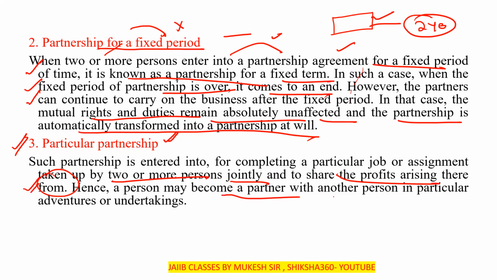Hence, a person may become a partner with another partner in particular adventures or undertakings. For a specific work or a specific job, they come into an agreement that is known as the particular partnership.